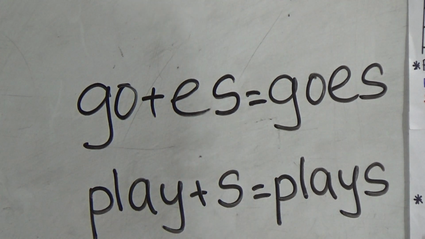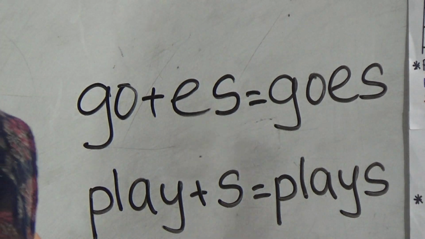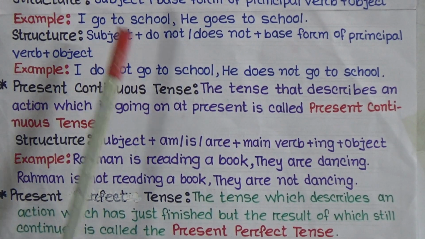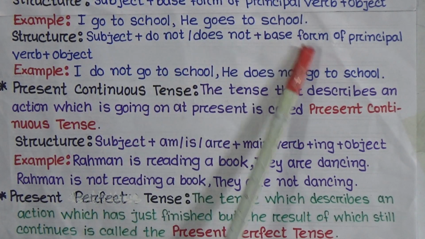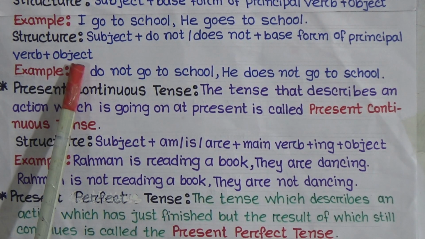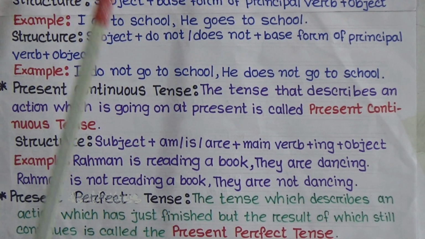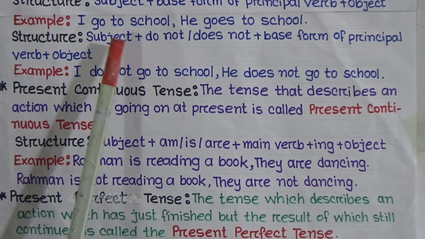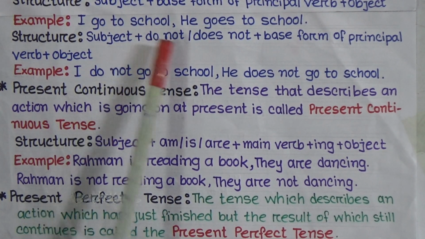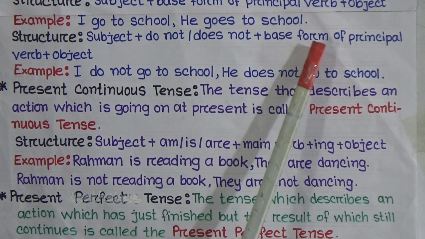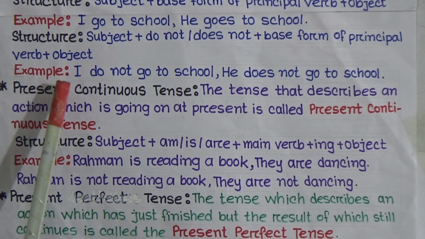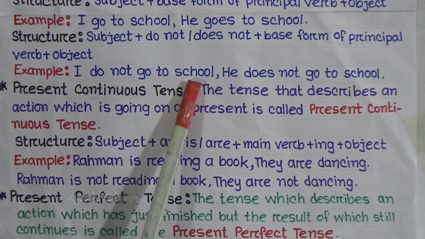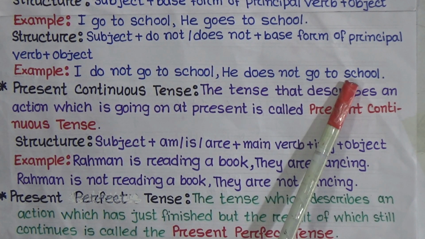Now students, to make it negative, how do we have to apply this structure? The structure is subject plus do not or does not, then base form of principal verb, then object. I'm repeating. For negative, the structure is subject plus do not or does not plus base form of principal verb, then object. And the examples are: I do not go to school, it does not go to school.